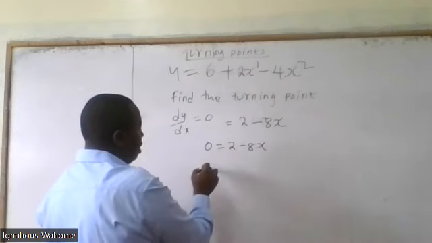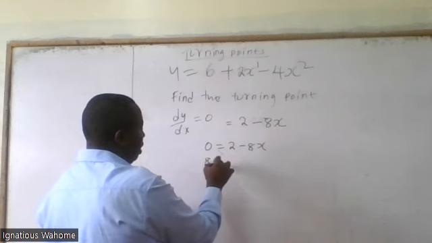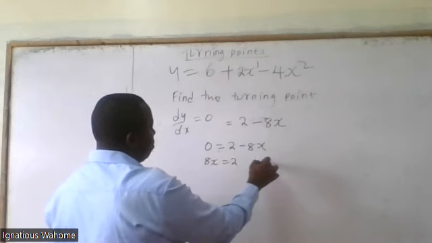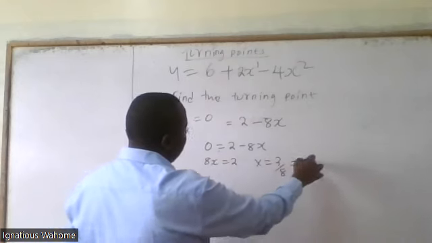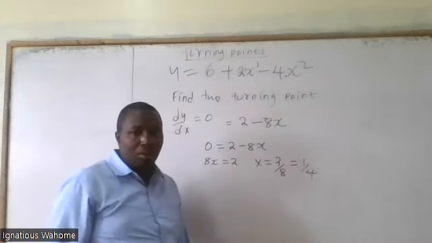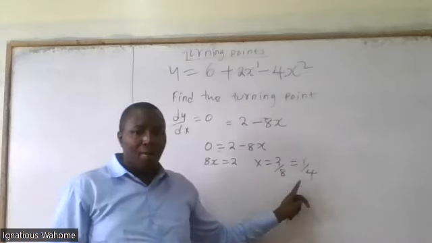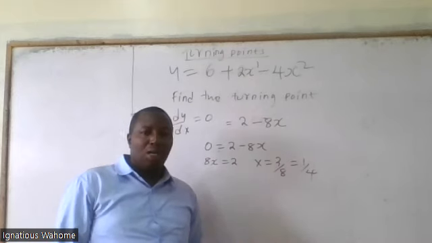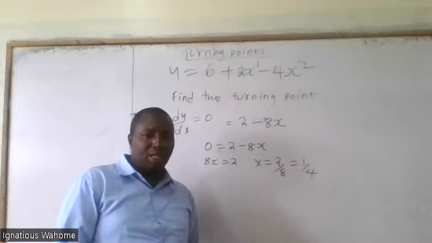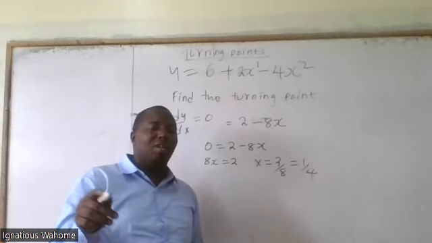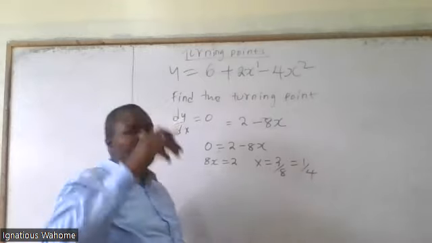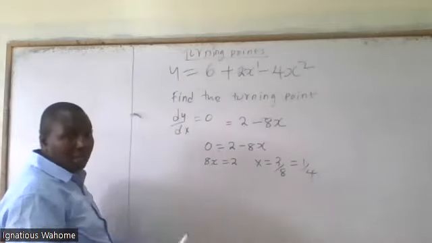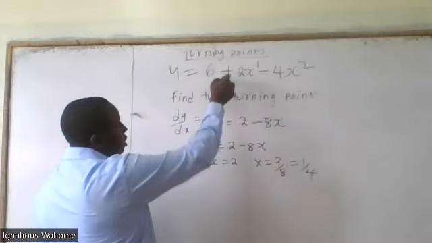Bring this to this side, and you get 8x equals 2. So our x is equal to 2 over 8, which is a quarter. So our value of x is equal to a quarter. Then, having got a quarter, go back to the original equation or function.